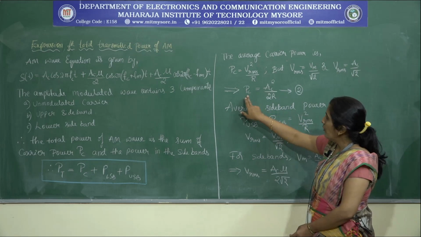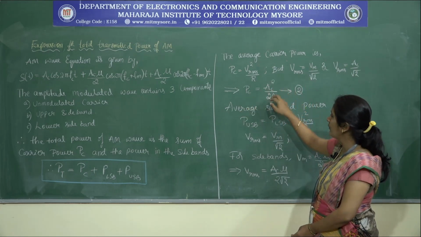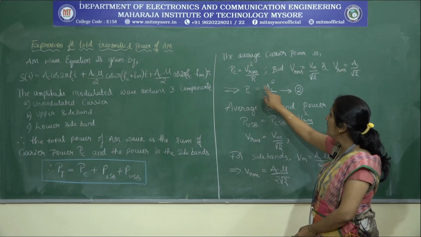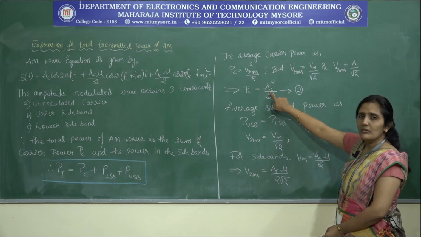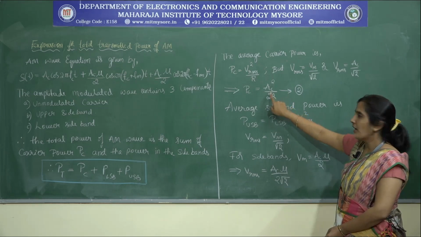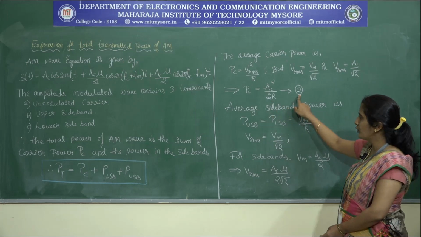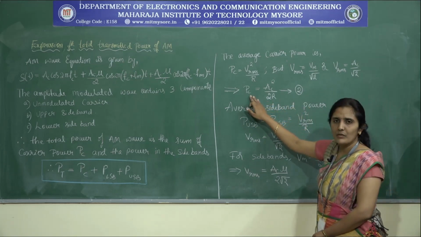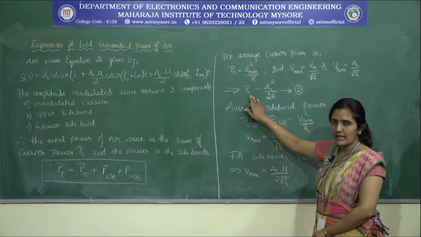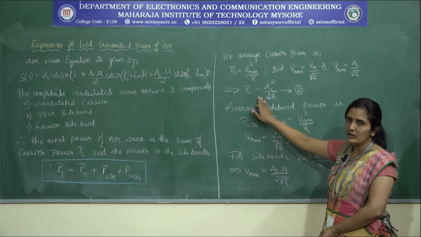Now substituting for Vrms square divided by R, Pc equals Ac square divided by 2R. Let us consider this as equation number 2. This is the carrier power we have calculated: Pc equals Ac square divided by 2R.